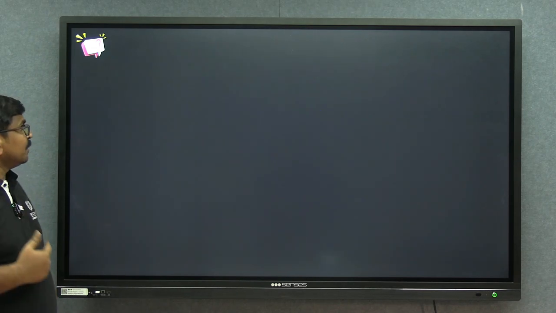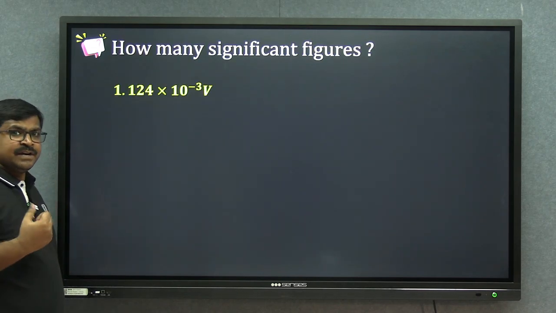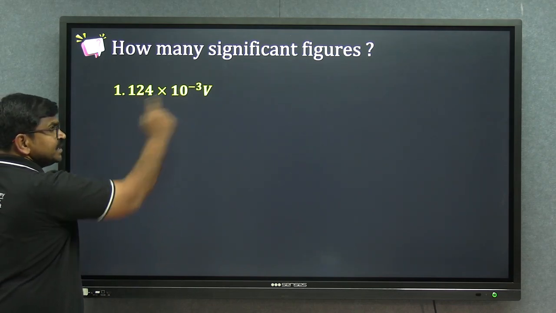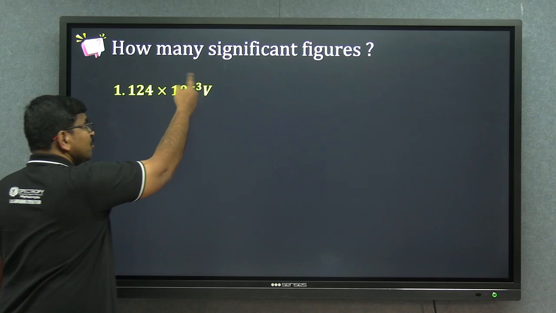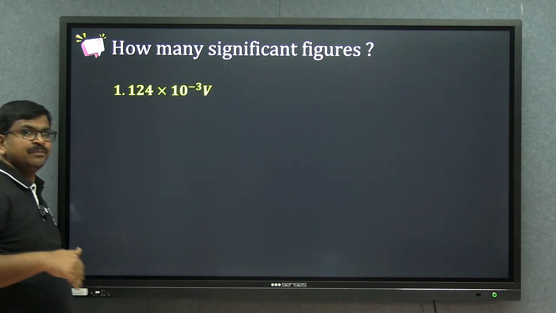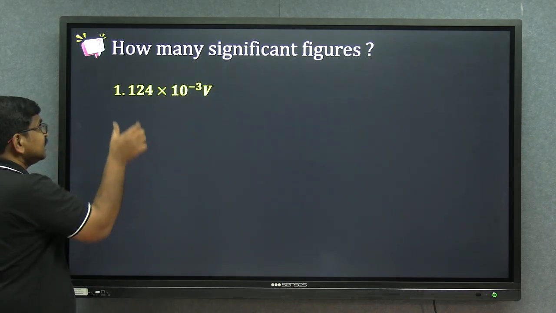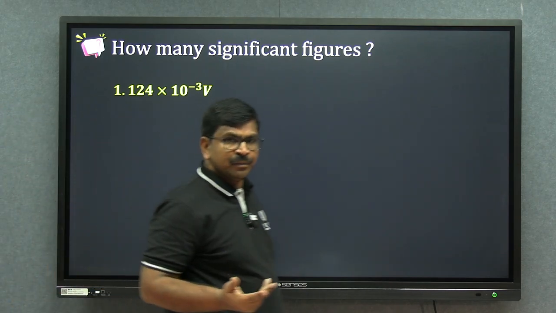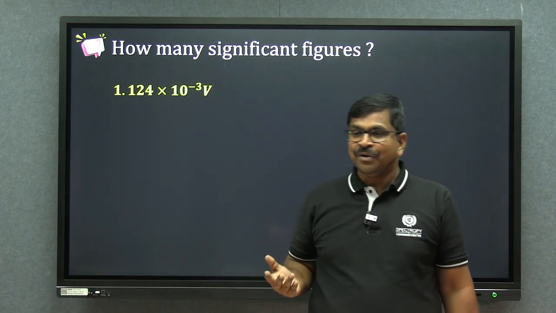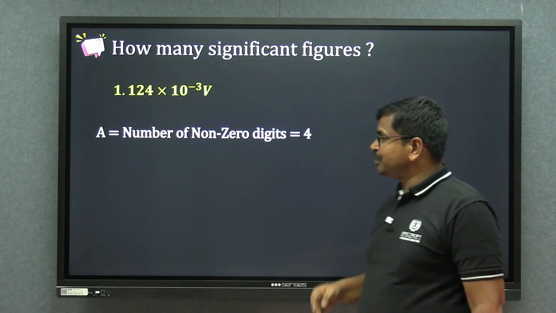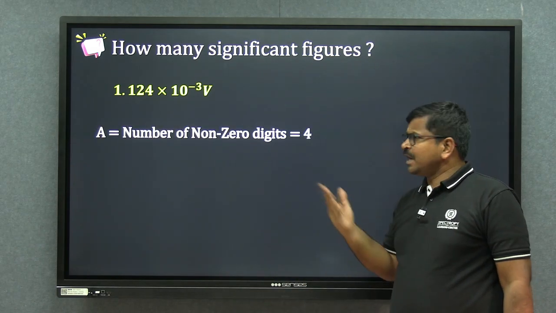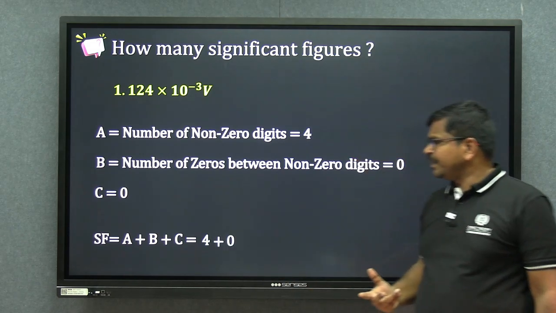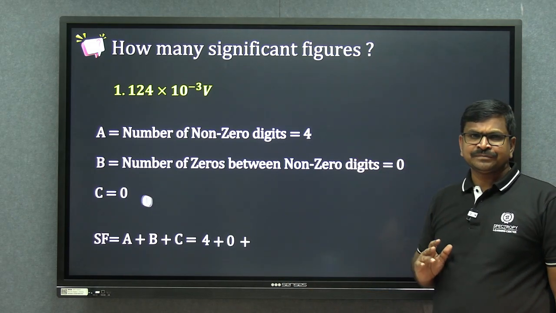Let us take one more. Suppose you are given a number in scientific notation, 1.124 times 10 power minus 3. Here you should ignore the scientific part, the 10 raised to a power. Only consider 1.124. It is a decimal number, and fortunately all 4 digits are non-zeros, so A equal to 4. There are no zeros, so no question of B and C. Simply, the significant figures you will get are only 4.